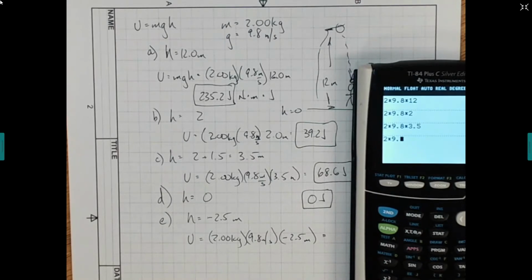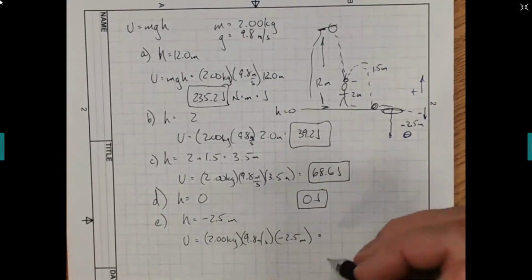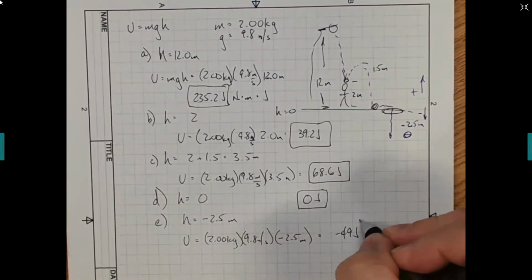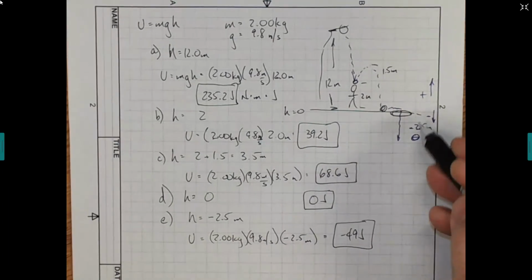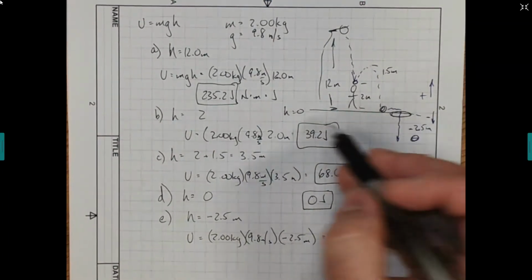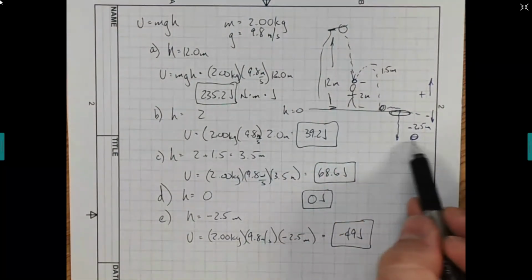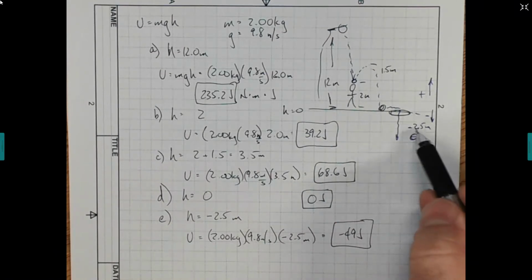2 times 9.8 times negative 2.5, and we get negative 49 joules. Okay, so it just depends on where your reference is at. Always go from your reference, and we started that as my 0. I could have made the very bottom 0, and I wouldn't have any negatives.